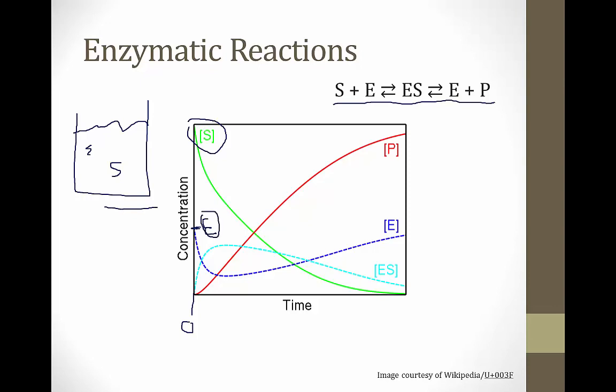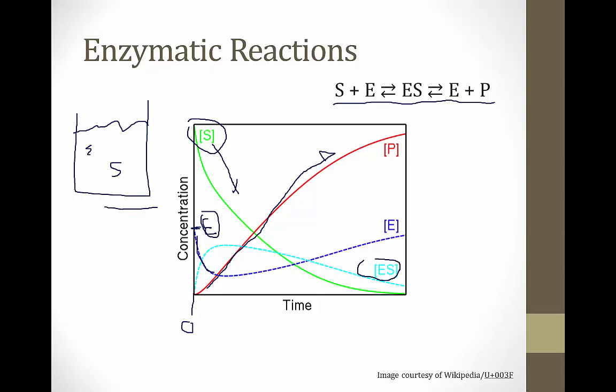As we let things start to work naturally, what would happen is the substrate level would fall because the enzyme would begin converting it into product. And that's why you see this red line for the product start to rise right here. And then over time, we'd see a little drop in the enzyme level here because we're forming enzyme-substrate complex here.